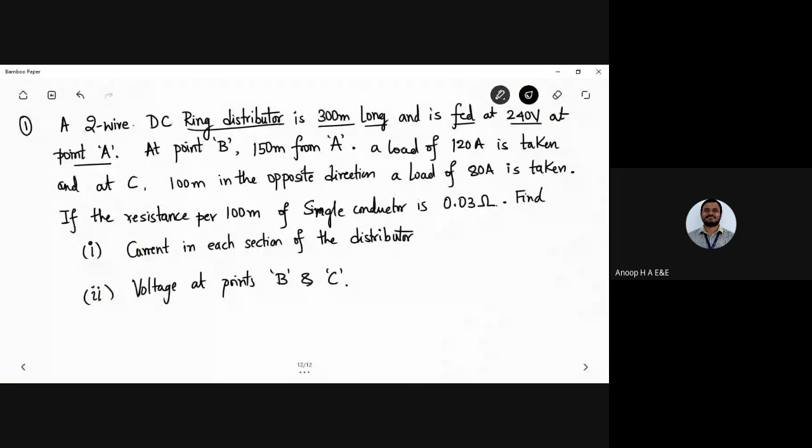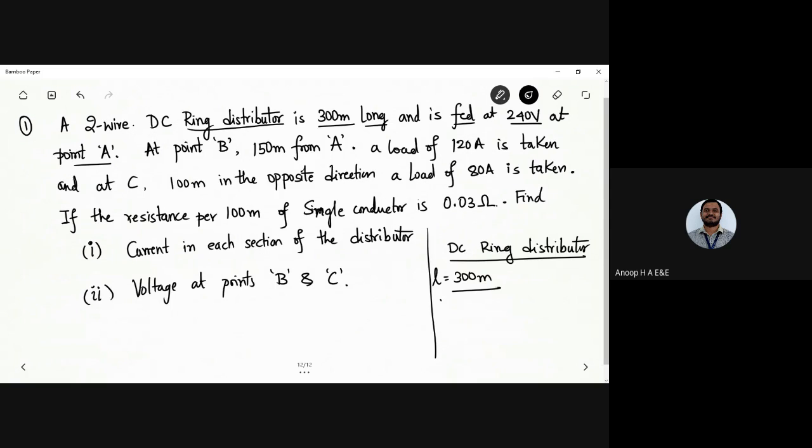Identify the given data. So what we are going to do here in case of this problem. Let me write down the given data here. It's a DC ring distributor system, and the length of it is 300 meter.